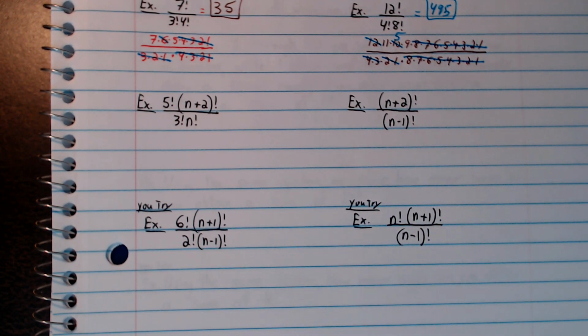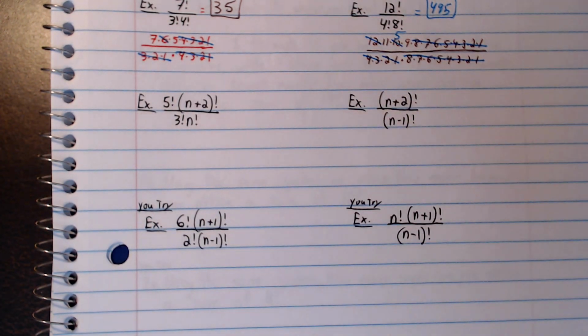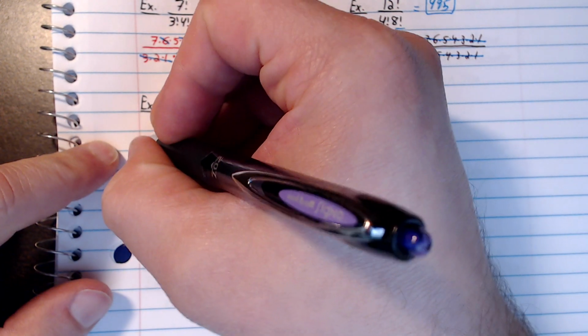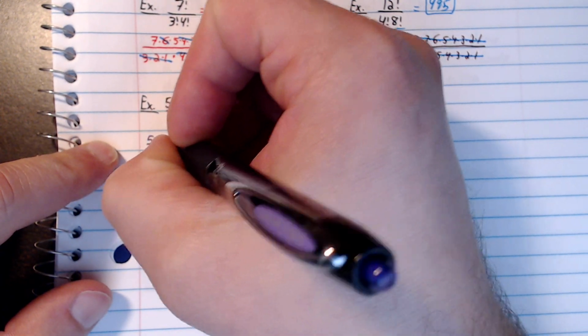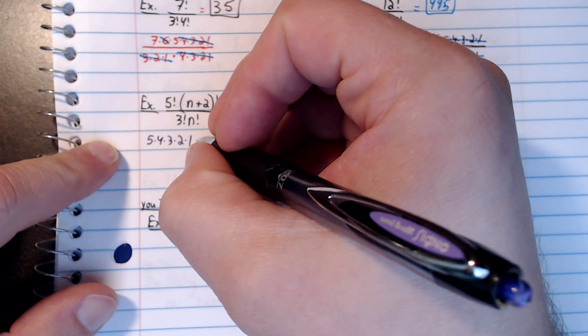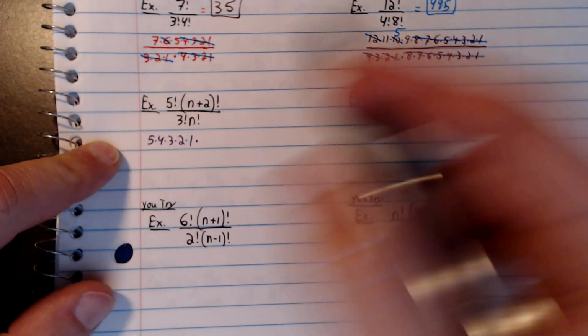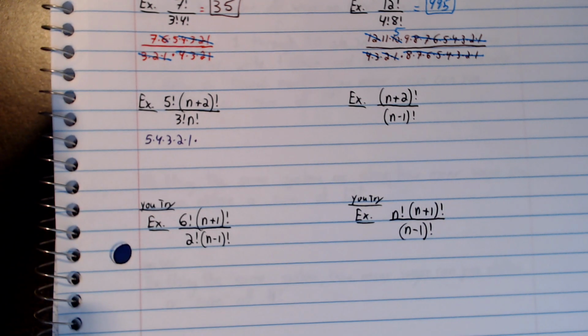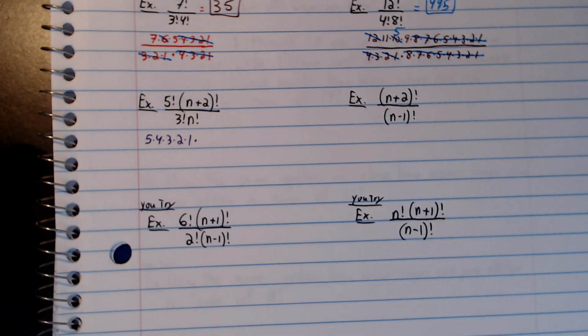A lot of it's the same, right? We're going to expand just like usual, but it's these ends that are in here that are going to be a little weird, right? So let's just focus on expanding the 5 first. 5, 4, 3, 2, 1. That's still multiplying here, but I'm not quite sure what this thing looks like, right? N plus 2. So let's think about it.